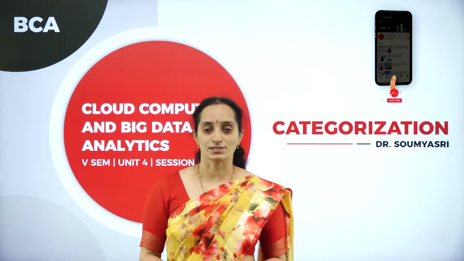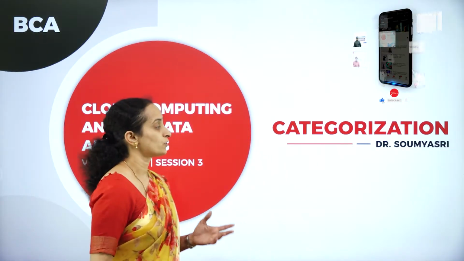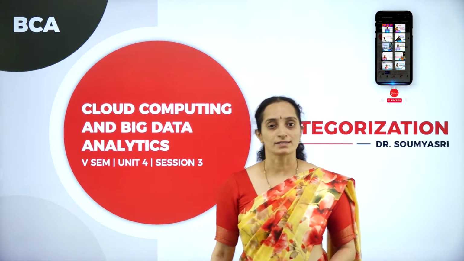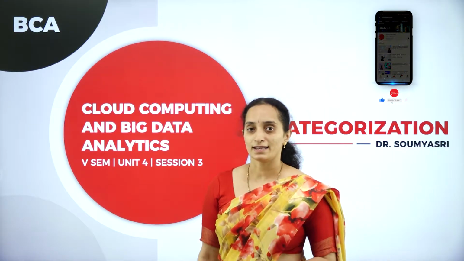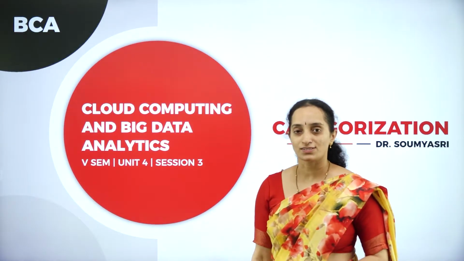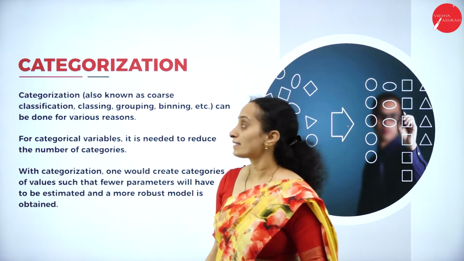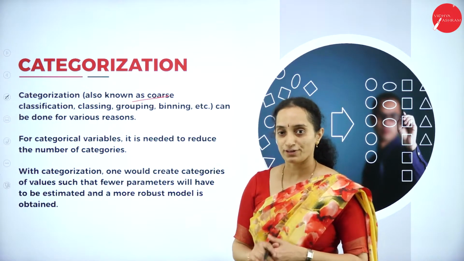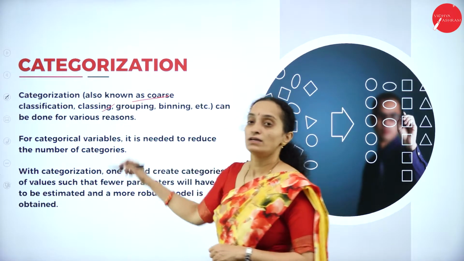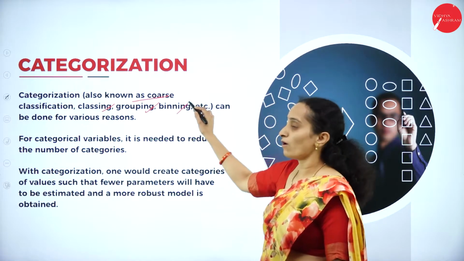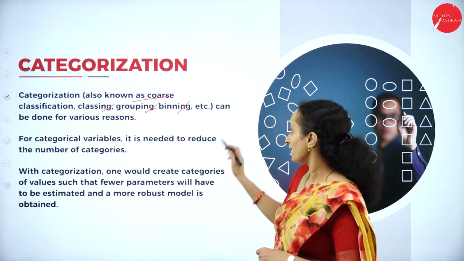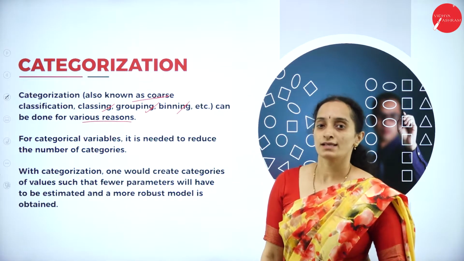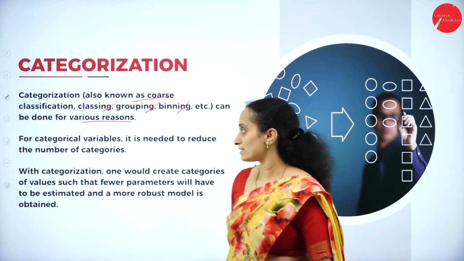Let's start this session. This session is all about knowing the categorization of the big data. How do you categorize the big data in the analytical process? The categorization, which is also known as coarse classification or roughly classifying the data, or classing or grouping or binning, everything is the same, can be done for various reasons. What are the reasons that we consider the categorization?